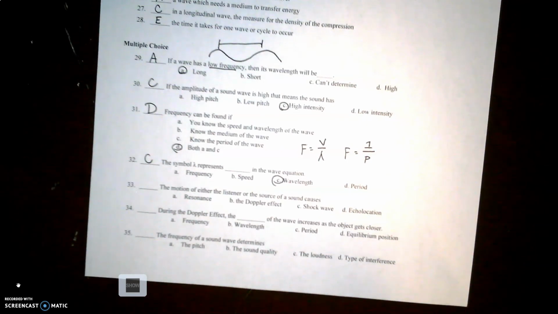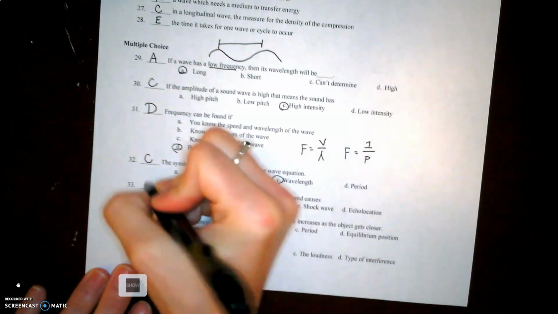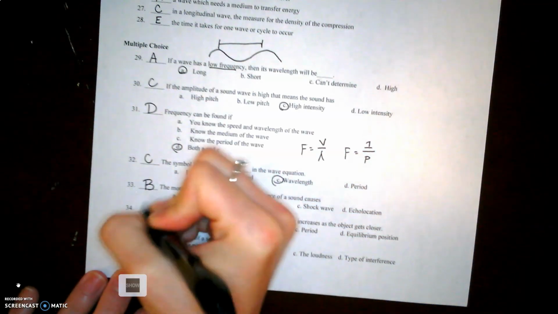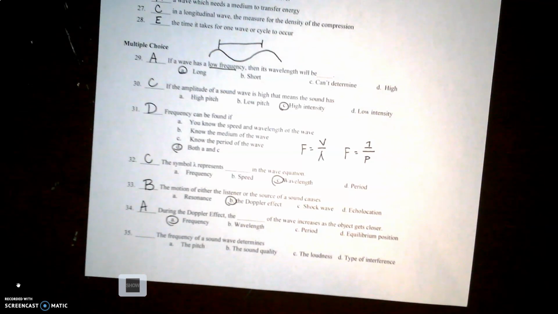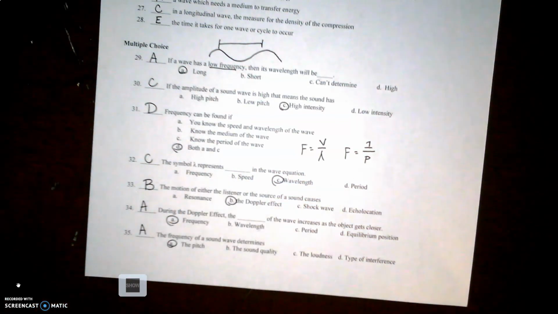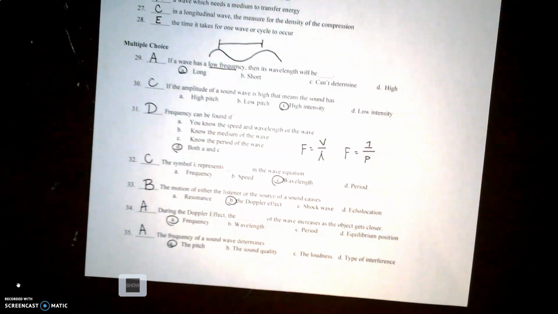33. The motion of either the listener or the source of the sound causes the Doppler effect. 34. During the Doppler effect, the blank of the wave increases as the object gets closer. The frequency gets increased. And 35, the frequency of a sound wave determines what? And that would be the pitch, A. And that is it for the wave and sound review.